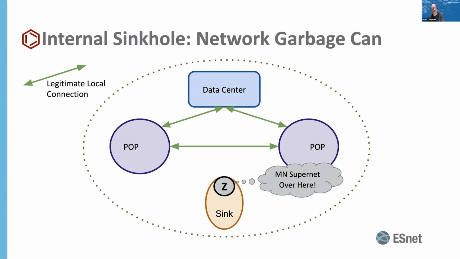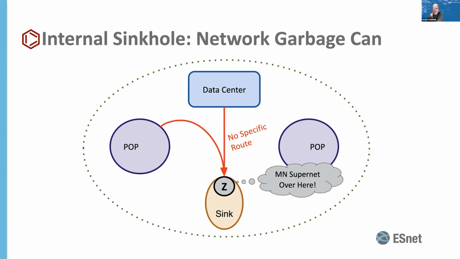Internally, the sinkhole is a lot more interesting because within the management net, you have normal communications. Each of the purple circles talks to the data center. They have their own routes that say, if you want to go here, take this route. But the sinkhole is just like, hey, the management net supernet is over here. So if you don't know where to go, just go to the sinkhole. It acts like a network garbage can, and traffic without a specific route gets sent there.